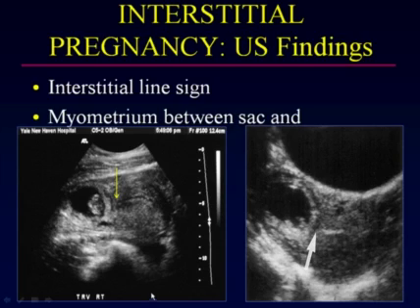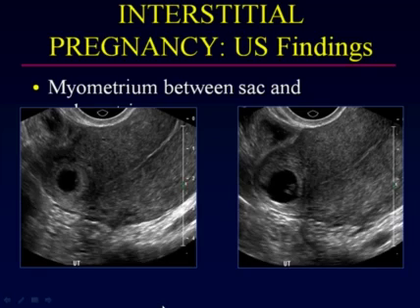But what I actually think is more helpful is looking for a bit of myometrium that separates the edge of the gestational sac from the endometrium. And if you see normal myometrium between these two structures, you know for certain that that little gestational sac cannot be within the endometrial cavity. And if it's surrounded in part by myometrium, it must be an interstitial pregnancy.